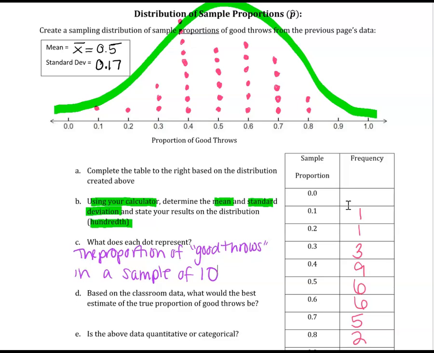So based on the classroom data, what would be the best estimate of the true proportion of good throws? So what I mean by that is this is obviously a collection of a bunch of samples from our class. This gives me an idea to make an inference about what the true proportion is of all 200 baseball players if I were to look at that. So if I had to do a best guess, I would use my mean of my sample distribution, so that would be 0.5. So I guess about half of the baseball players are good throwers.